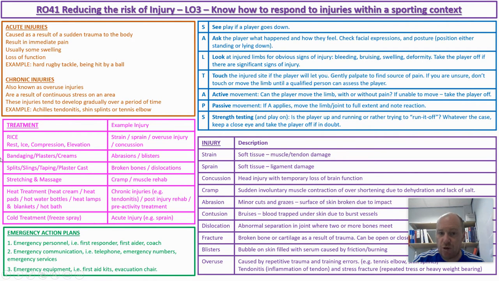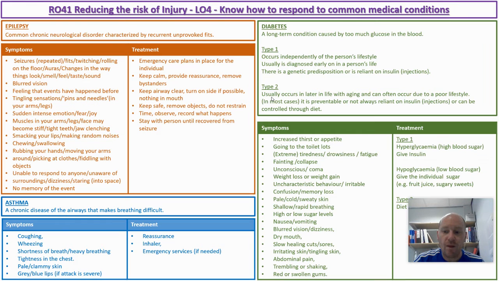If they can't, you will put some more movement on it, so passive movement. And the last one is a strength test, where you will see if they are able to play on, or they could either run it off, or we then need to deal with the treatment over here because they can't continue playing. So that's the first section I'm going to talk through, about how to respond to injuries within that sporting context. The second part is how to respond to common medical conditions.